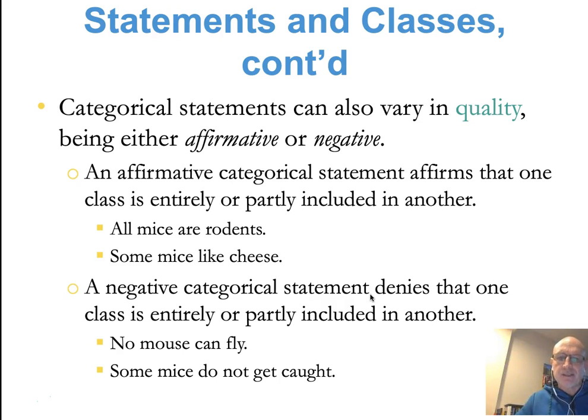A negative categorical statement denies that one class is entirely or partly included in another. No mouse can fly. All mice, which are mice, cannot fly. That's an E statement, universal and negative. And then, some mice do not get caught. That's an O statement. Some mice who are of the class of mice do not get caught.